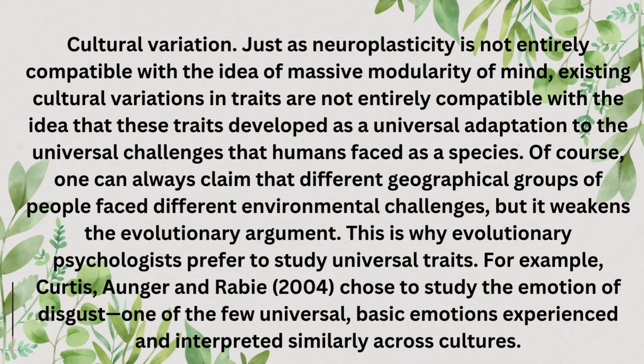Then there is cultural variation. Just as neuroplasticity is not entirely compatible with the idea of massive modularity of mind, existing cultural variations and traits are not entirely compatible with the idea that these traits developed as a universal adaptation to the universal challenges that humans faced as a species. Of course, one can always claim that different geographical groups of people face different environmental challenges, but it weakens the evolutionary argument. This is why evolutionary psychologists prefer to study universal traits.